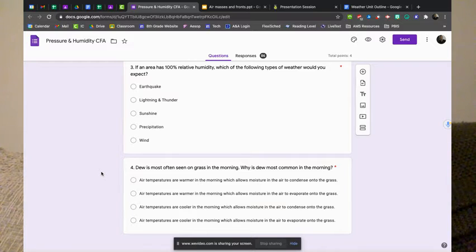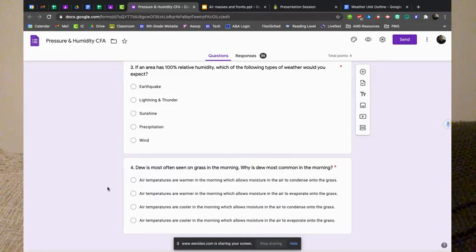Why is dew most common in the morning? So we have four answers that are possible. Air temperatures are warmer in the morning, which allows moisture in the air to condense onto the grass. Air temperatures are warmer in the morning, which allows moisture in the air to evaporate onto the grass. And then on the other side, we have air temperatures are cooler in the morning, which allows moisture in the air to condense onto the grass. And then the last one, air temperatures are cooler in the morning, which allows moisture in the air to evaporate onto the grass.